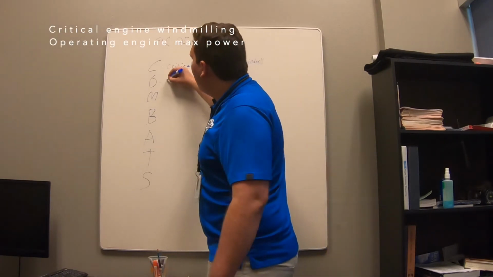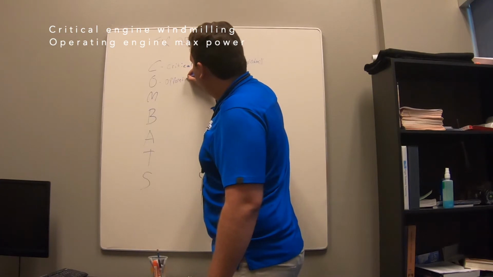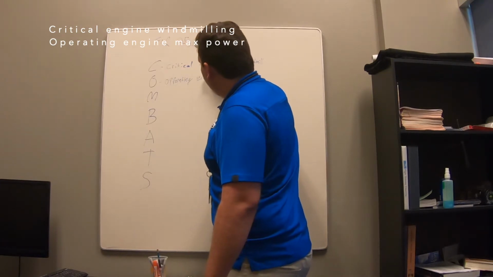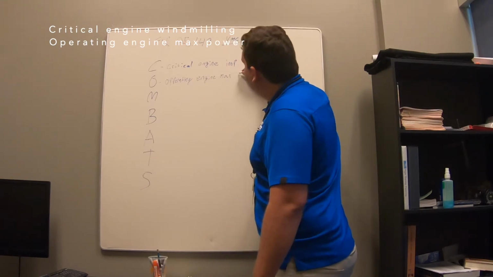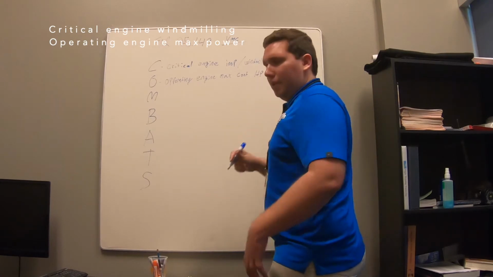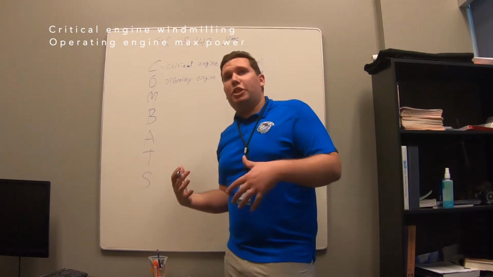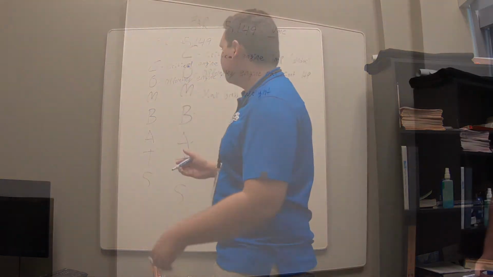The O is the operating engine at the max continuous horsepower. In the Seminole that we teach here at Orlando Sanford Flying Club, that's going to be full forward, full power.